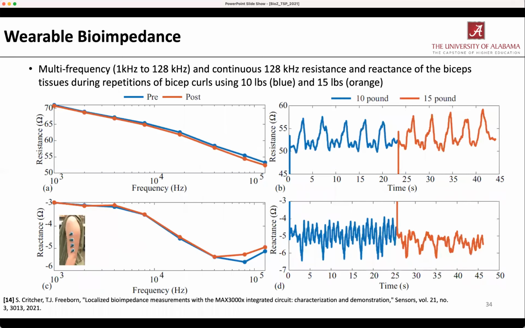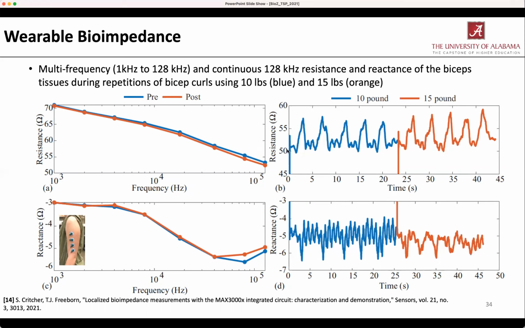So we showed that impact on walking. Let's talk about that impact on another exercise we've seen multiple cases of, and that's the bicep curl activity. So monitoring, again, both multi-frequency on the left and then continuous single frequency on the right. We collected multi-frequency before and after, and then continuous data during an activity.